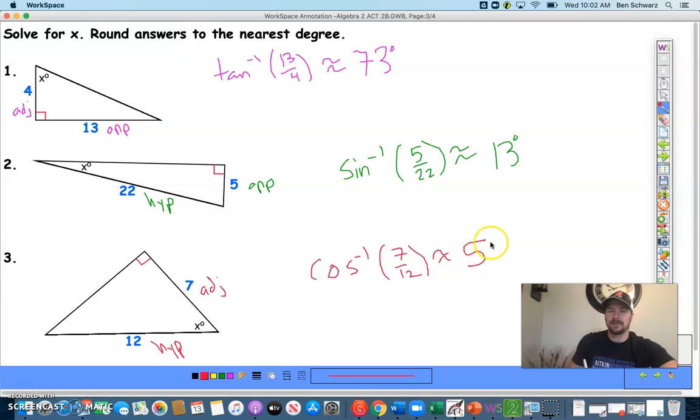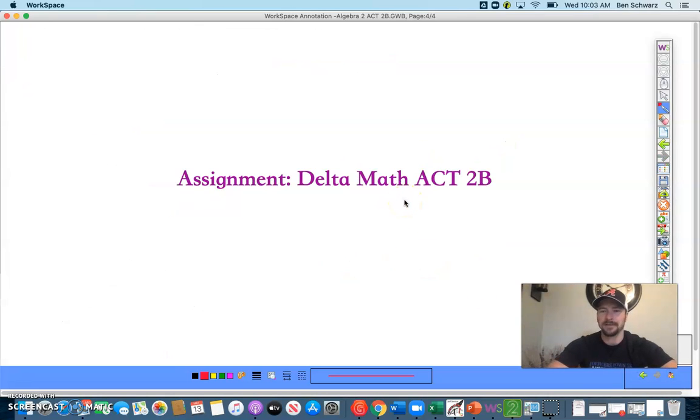So that is all we're going over today. So again, like I said, like I promised, really simple. We're on Delta again, unless you're doing paper copies. You'll just do the same amount of problems, same type of problems, just on paper. So this is really easy stuff. Just get it done. It's easy points, guys.